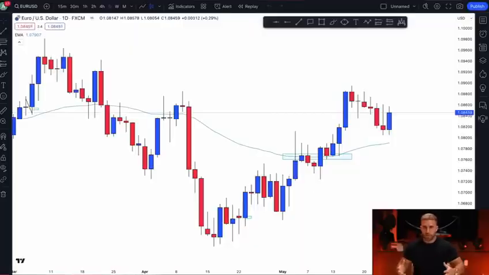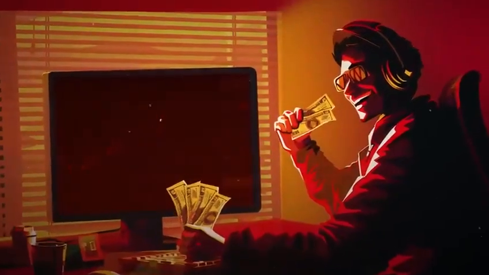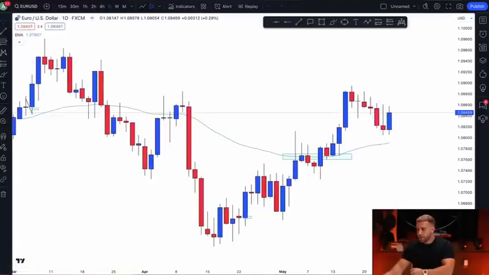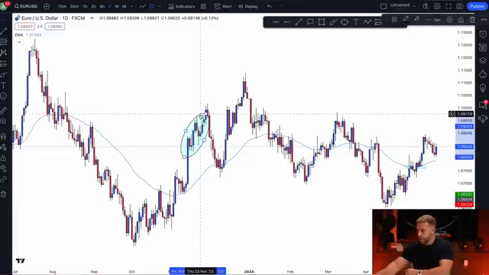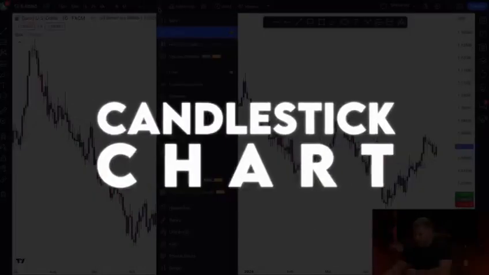Because the point of you coming into this and watching this video and learning technical analysis is because you want to make money in the markets. Well, this is what you need to mainly focus on, and that is these technical analysis patterns on the candlestick chart. So this chart right here is a candlestick chart.